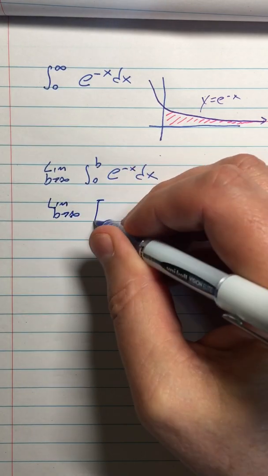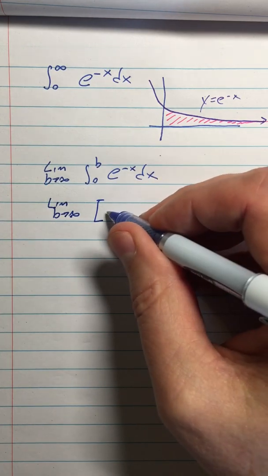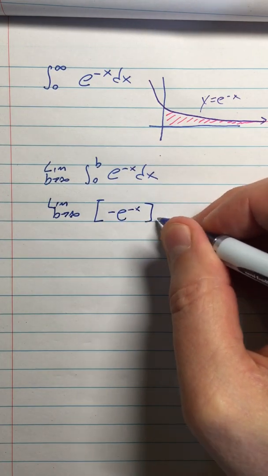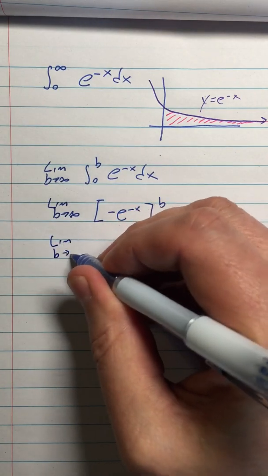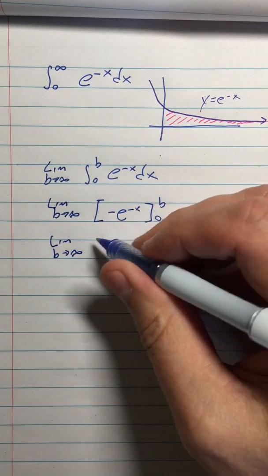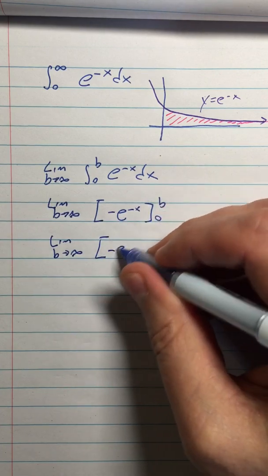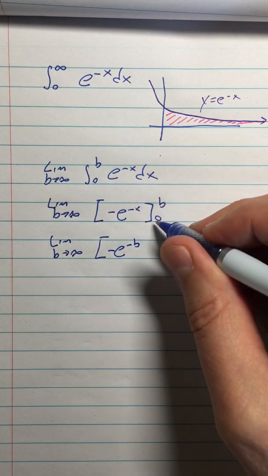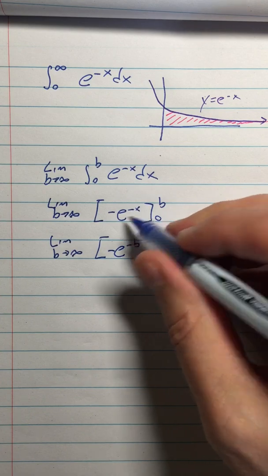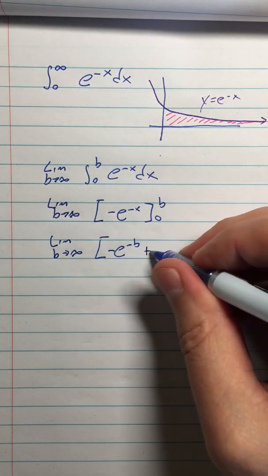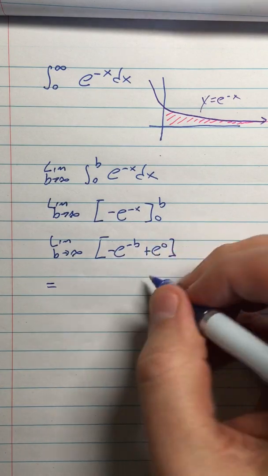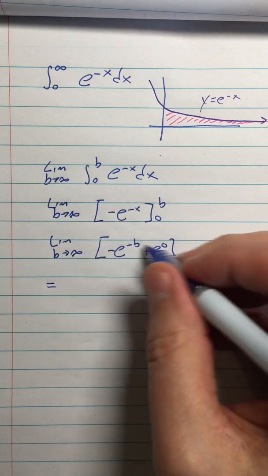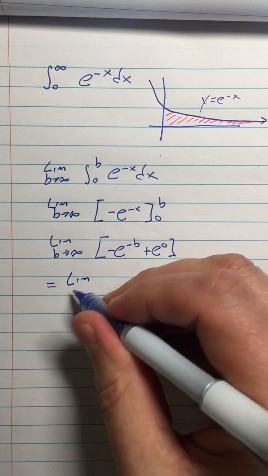We can go ahead and do the antiderivative, negative e to the negative x, going from 0 to b. So that's going to be the limit as b approaches infinity of, plug in the b, negative e to the negative b. You do everything just the normal way. This is going to be minus negative e to the 0, so let's just put plus e to the 0. Now essentially we distribute the limit over the summation sign. That's actually a theorem about limits.